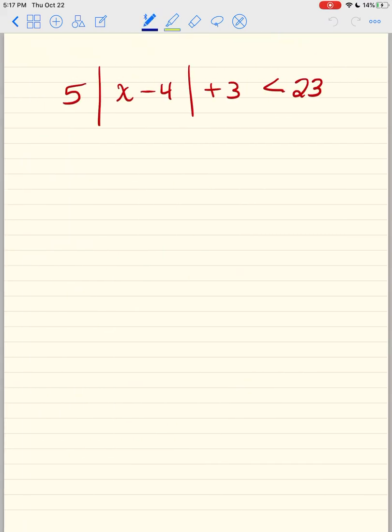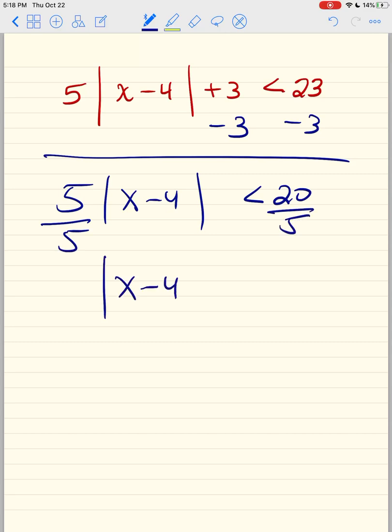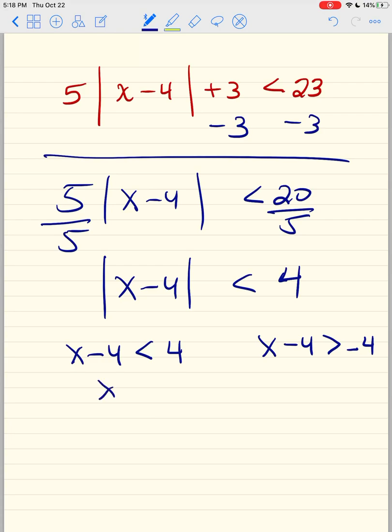Now, this here, same exact story, everyone. I gotta move everybody away. Then I'm gonna divide by a 5. And then I get x minus 4, keep the absolute value, is less than 4. Once again, you do less than, and then you do greater than, and then negative. You're going to add 4 to both sides. You're going to get 8. You're going to add 4 to both sides. You're going to get 0.